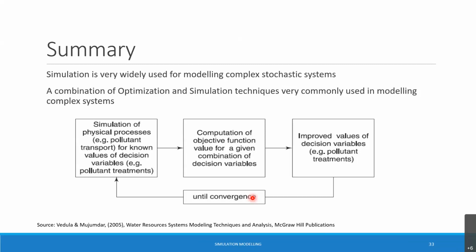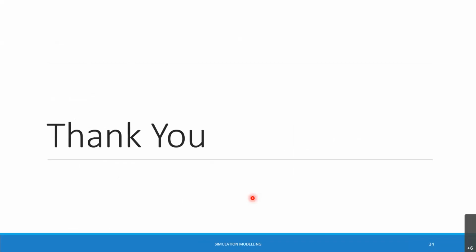So that's how simulation in conjunction with optimization techniques is very useful, especially when you are dealing with complex systems where there is a lot of uncertainty. That's why I say complex stochastic systems. With this, I come to the end of my talk. So we have, I think, around 15 minutes for questions and answers.